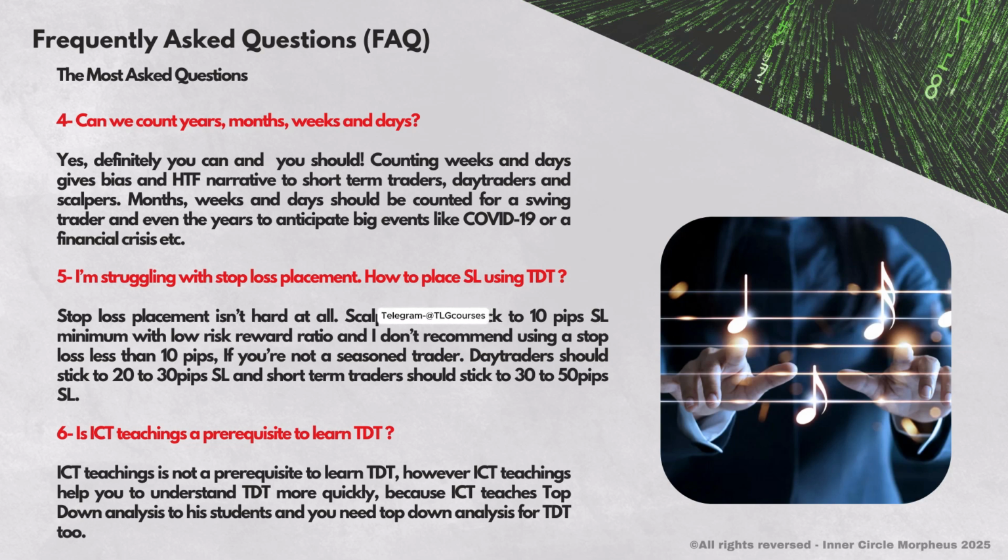Fifth question, I'm struggling with stop-loss placement. How to place stop-loss using TDT? Scalpers should stick to 10 pips stop-loss minimum, and I don't recommend using a stop-loss less than 10 pips if you're not a seasoned trader. Day traders should stick to 20 to 30 pips stop-loss, and short-term traders should stick to 30 to 50 pips stop-loss.